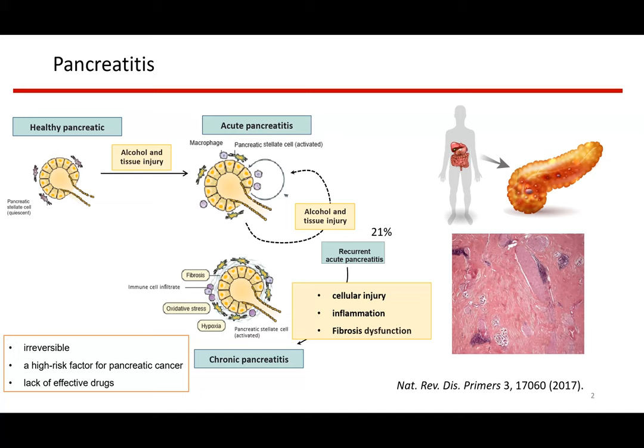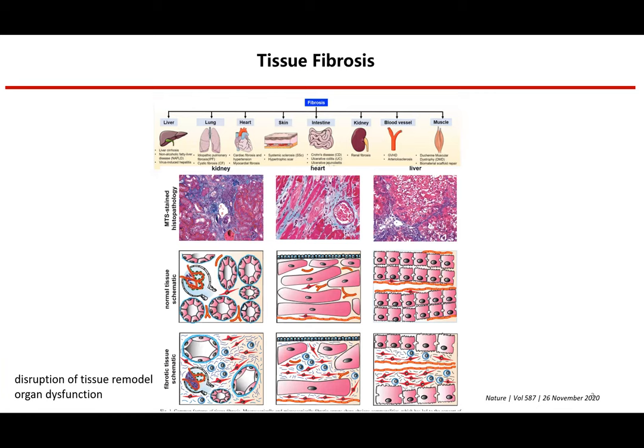Chronic pancreatitis develops slowly and starts with cell injury followed by disorders and inflammation. Pancreatic fibrosis is an important pathological feature of chronic pancreatitis and the main cause of pancreatic dysfunction. So what is tissue fibrosis? It is not a disease, but rather an outcome of the tissue repair response to tissue injury. Fibrosis can affect any organ, which can lead to disrupted tissue remodeling and organ dysfunction, and inflammation is a hallmark and important cause of fibrosis.